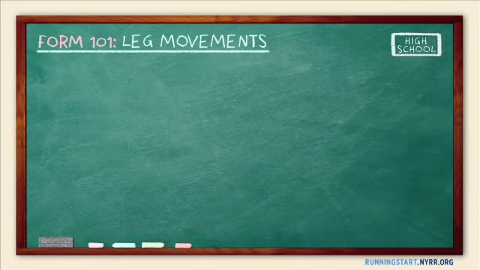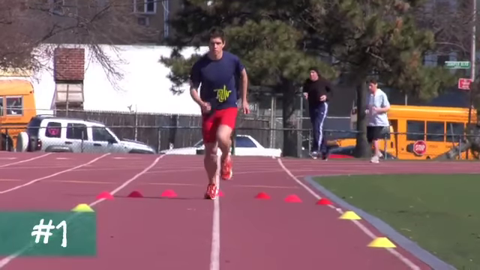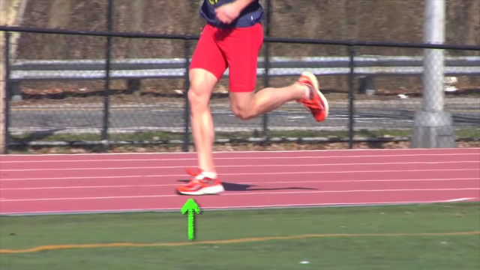The best way to safely increase stride length and stride rate is by focusing on specific elements of the stride. Here are 10 essentials of leg movement to teach your runners. Then check out the activity segments in a running start for exercises that will help runners incorporate these essentials into their stride. First, runners should take off and land on either the midfoot or the forefoot, also known as the ball of the foot.